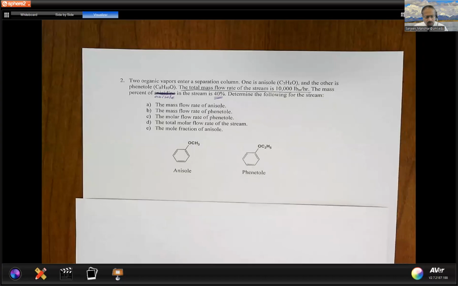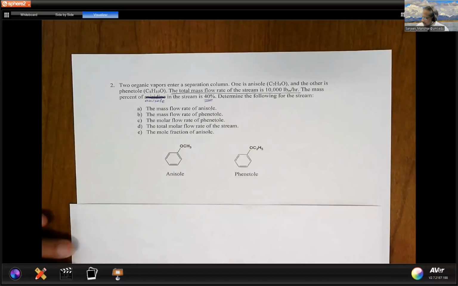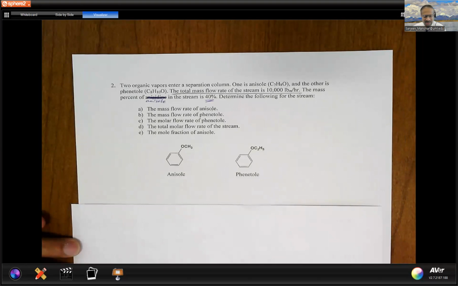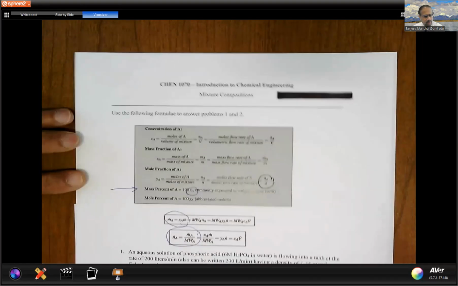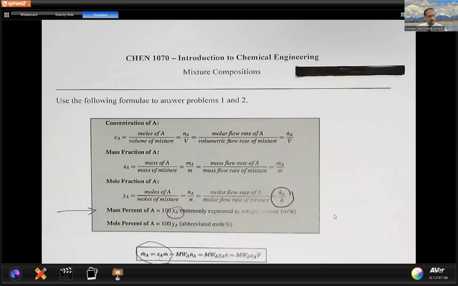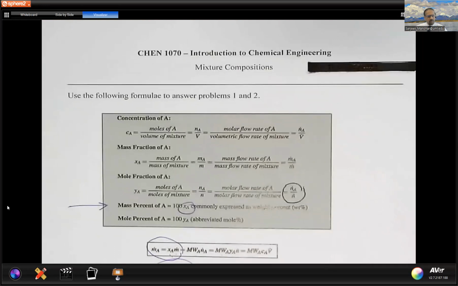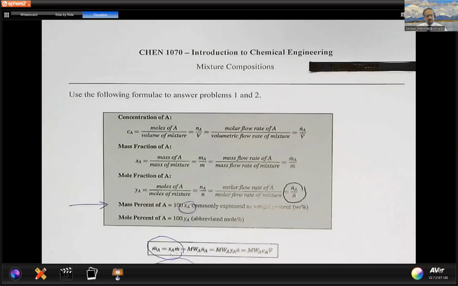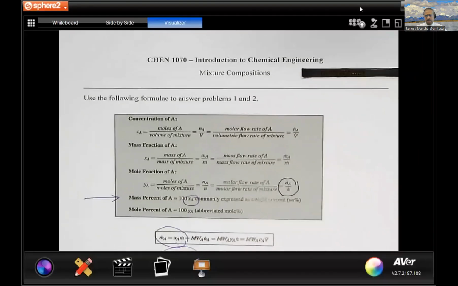This is problem number 2, right? And for those of you who don't know what problem number 1 was, here is a refresher on mixture compositions. This is what we did. And if you may remember, use the following formulae to answer problems 1 and 2. Let me bring this on this side so it's easier for me to talk about. There you go. All right.